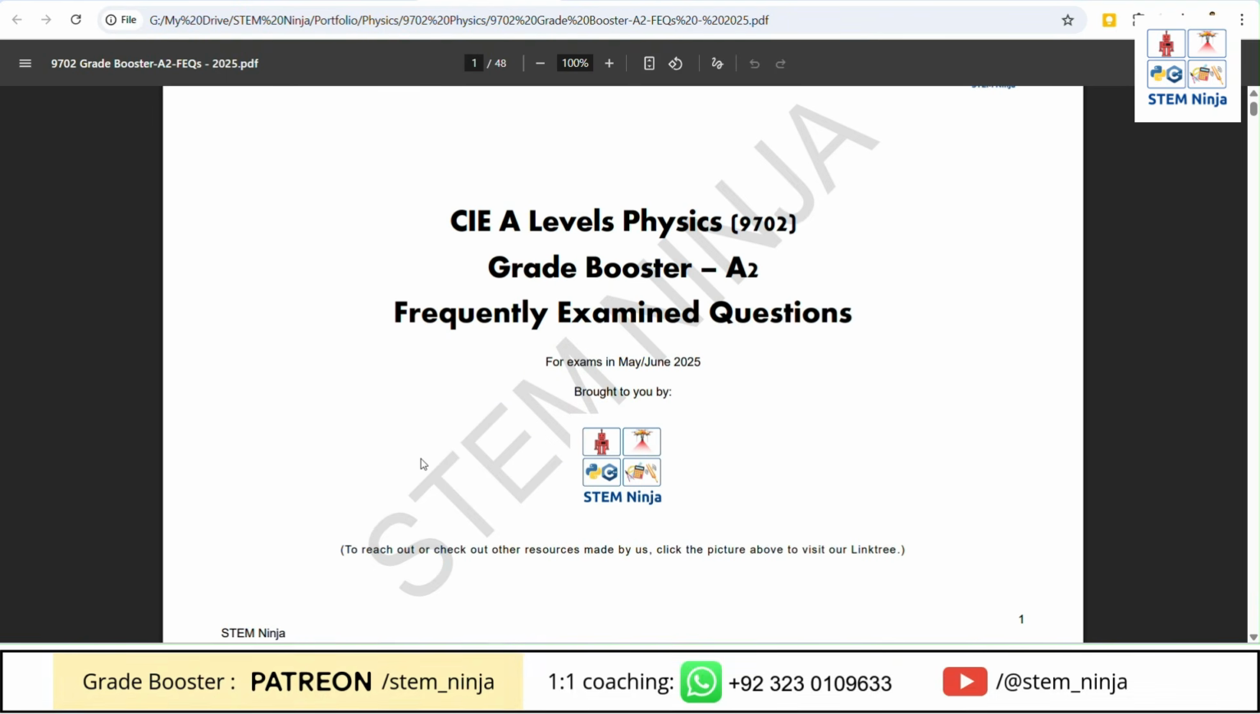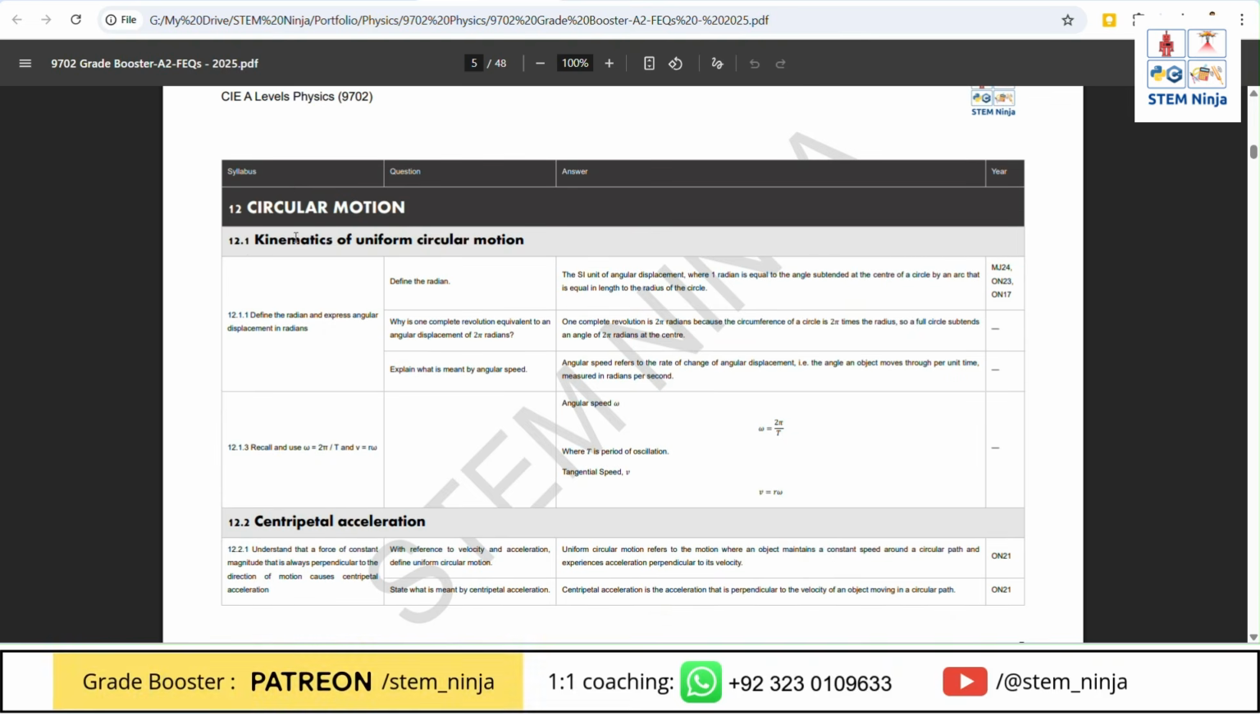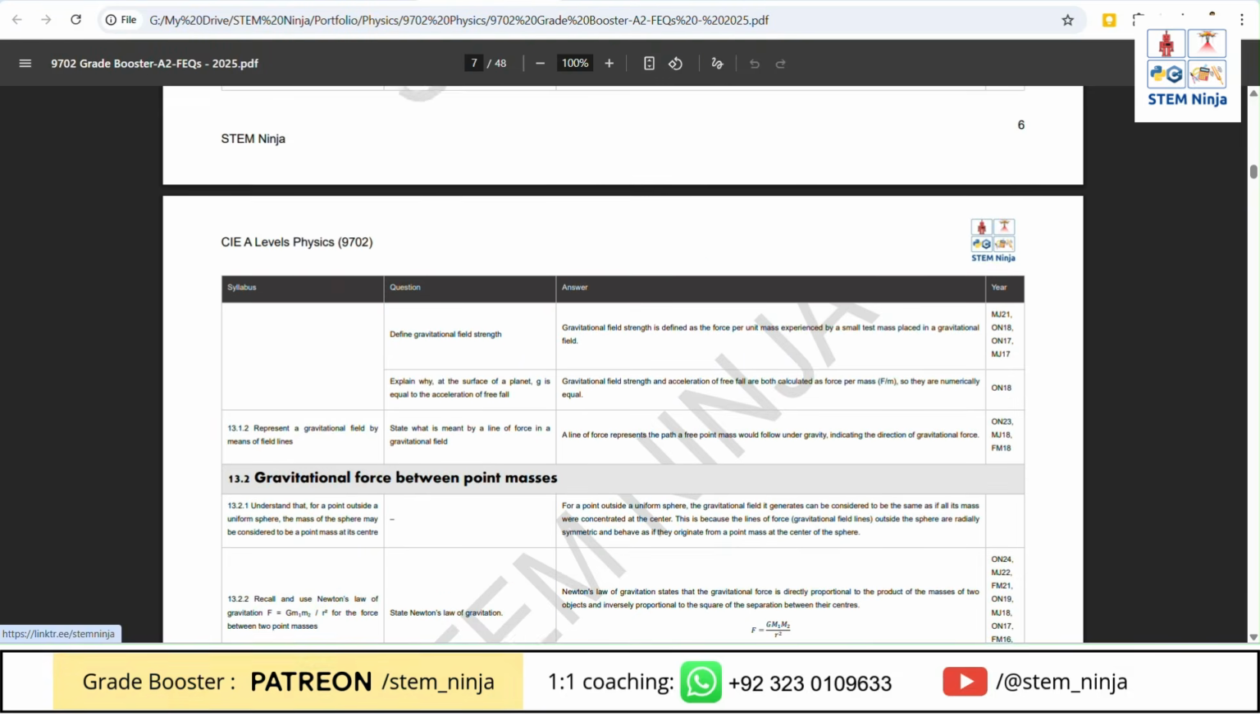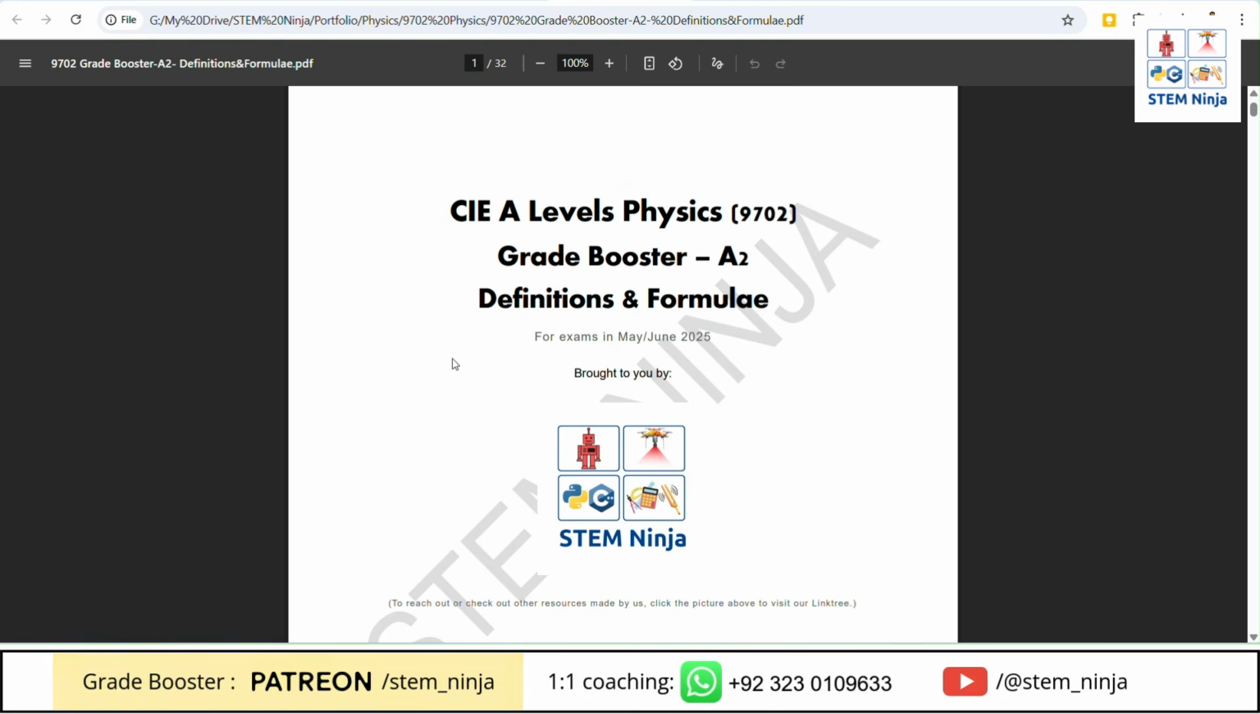Then we have A2 frequently examined questions. This is structured differently. Along with the syllabus points, we have the corresponding questions and their marking schemes aligned with the answers. And on the right hand side, you will see years. There will be some questions where you will see a lot of years. That means those are very frequently examined questions.